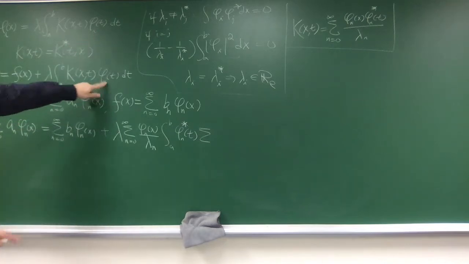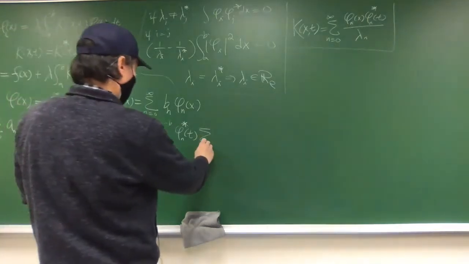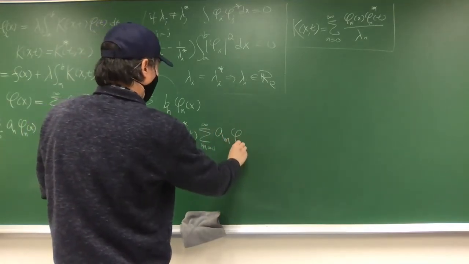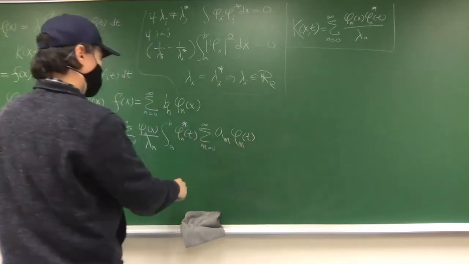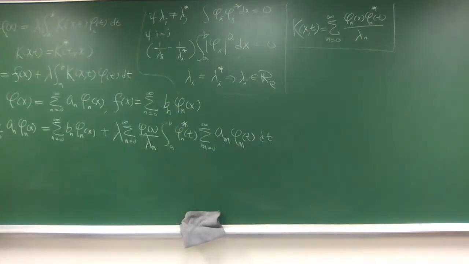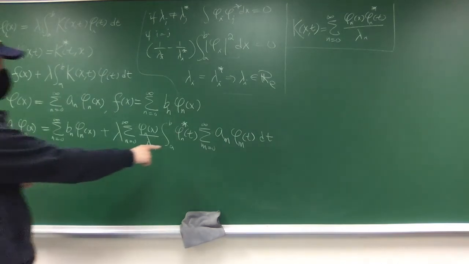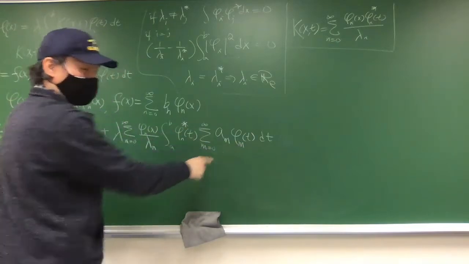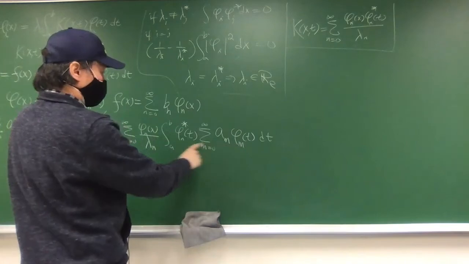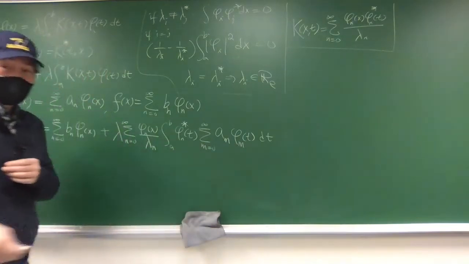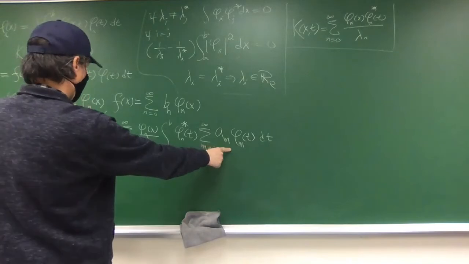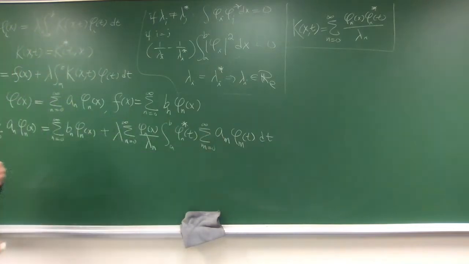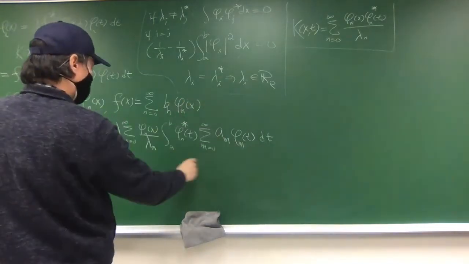Inside here, we use another summation variable like m. Now you have a sub m phi sub m, a function of t, integrate dt. Now the idea is that this integration of phi n complex conjugate and phi m becomes a Kronecker delta, delta n m. In the sum over m, you change m to n. After you do the integration and the summation, you end up with just a sub n. Okay, so this is a sub n.